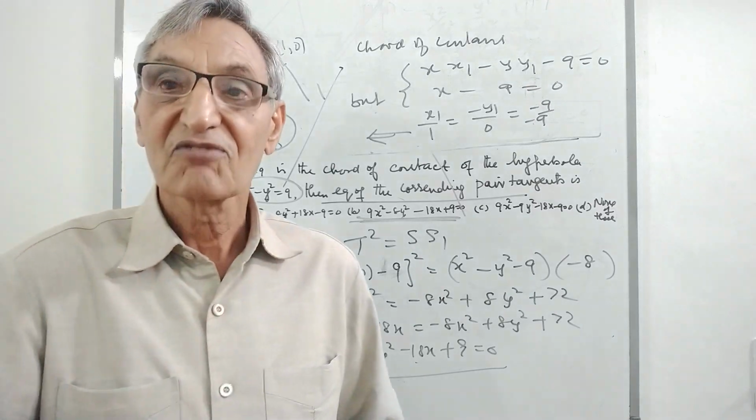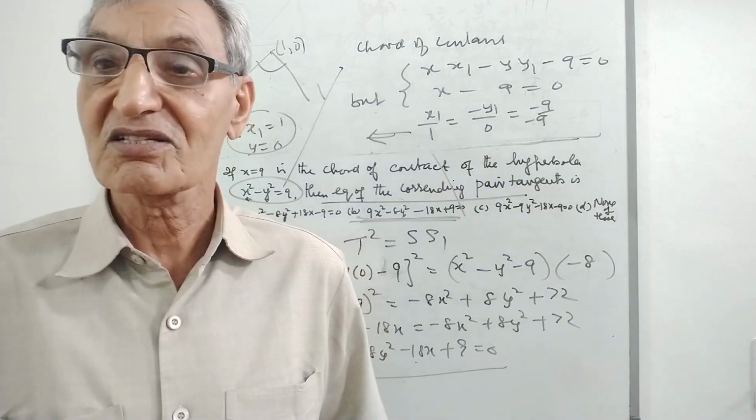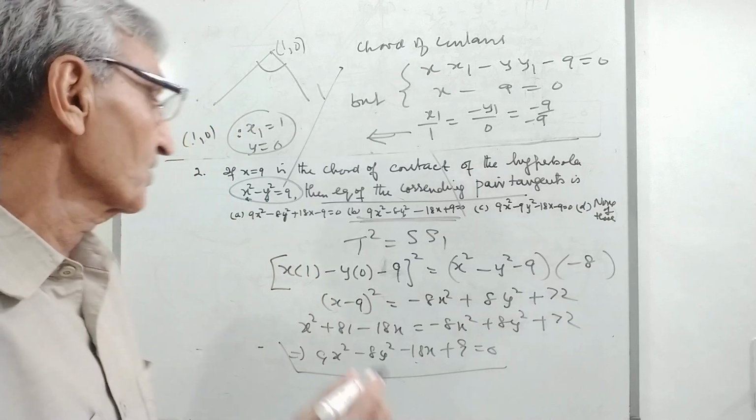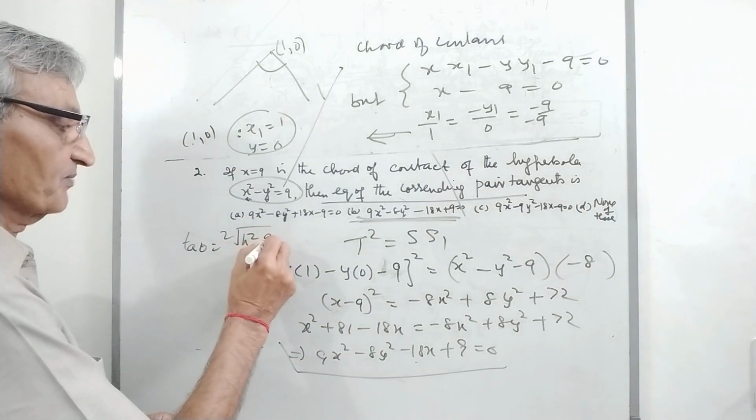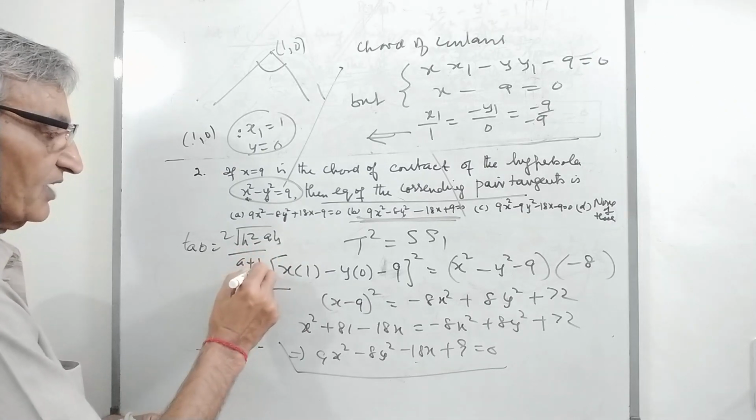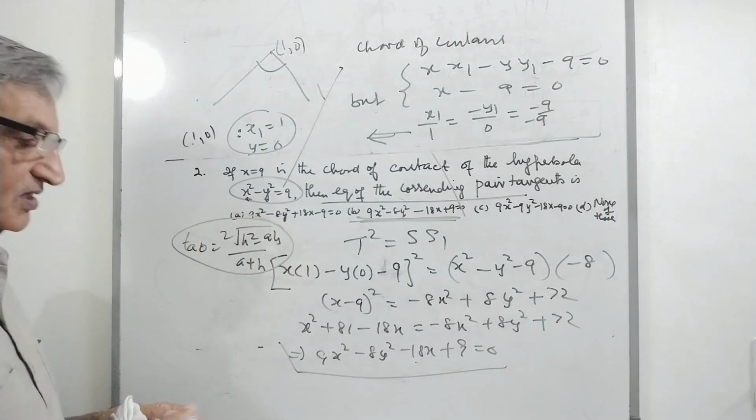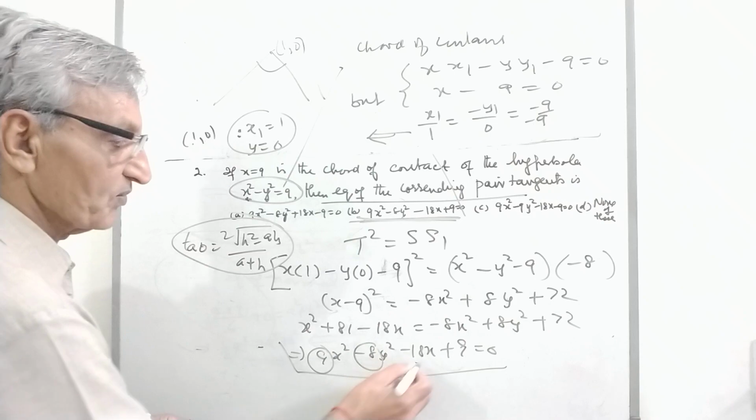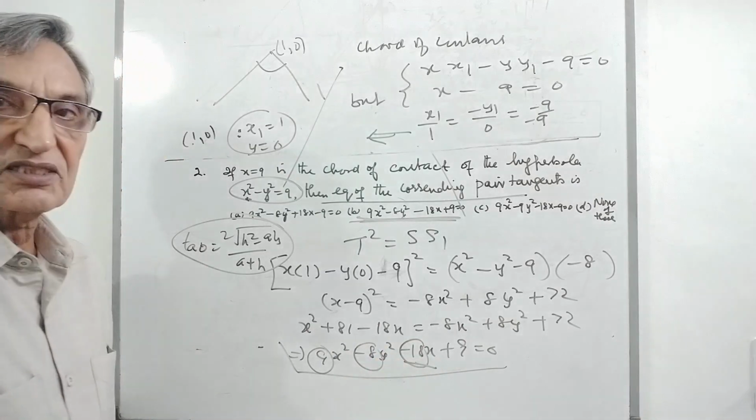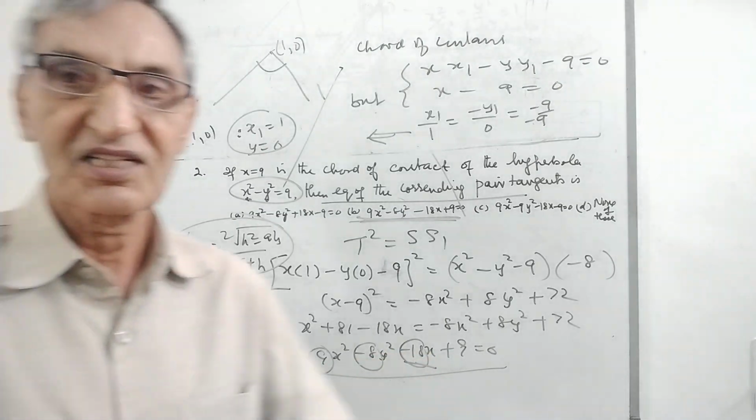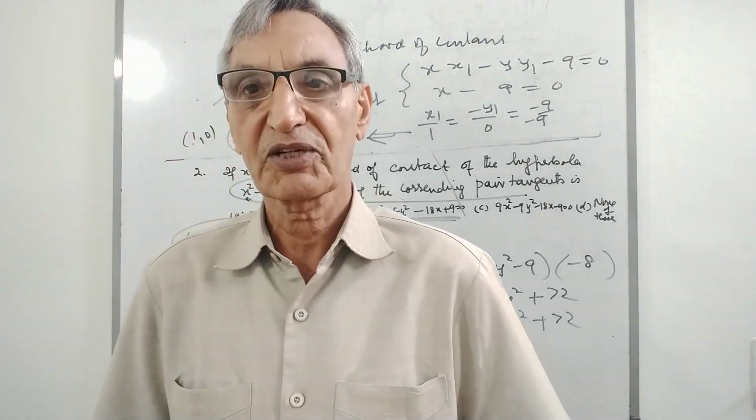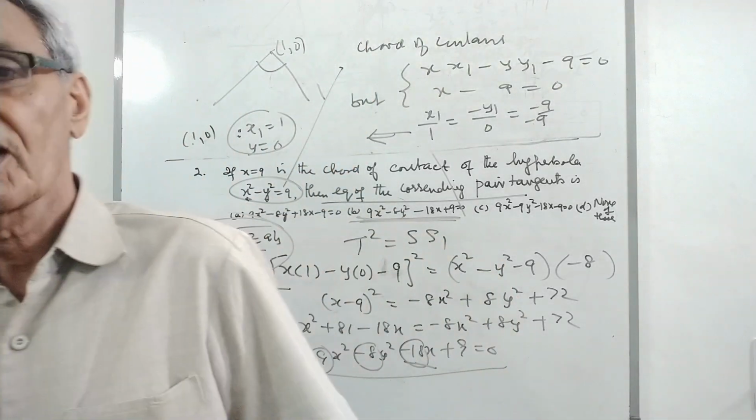He can further ask to find the angle between the pair of tangents. Then you have to use tan theta is equal to 2 root of h square minus ab divided by a plus b. Here, for the pair of tangents, this is a, this is b, and 2h is equal to minus 18. We can further find out the angle between the pair of tangents. So, friends, let's continue further.